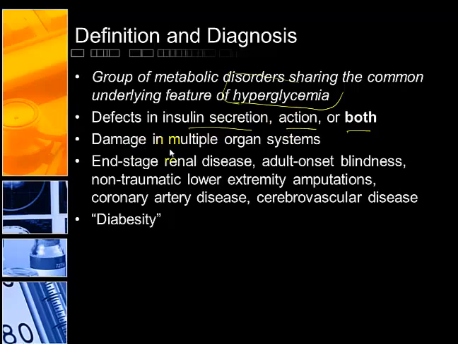They are going to cause damage in multiple organ systems and will lead to end-stage renal disease. Most of the patients who are going for dialysis may have diabetes mellitus. Most of the patients who have adult onset blindness are again diabetic patients. Most of the patients who are having non-traumatic lower extremity amputations are going to be diabetics. Same is the case with coronary artery disease and patients suffering from cerebrovascular accident. It is so closely associated with obesity that we have this term called diabesity.